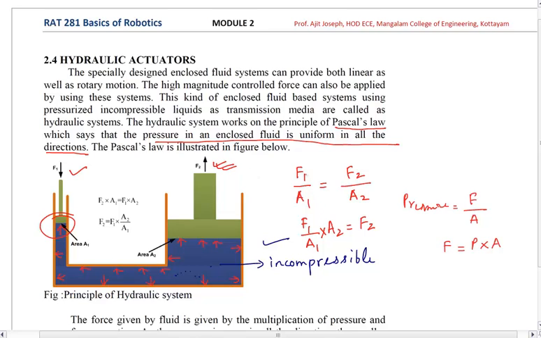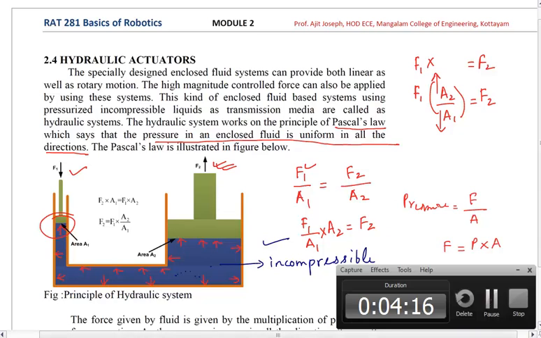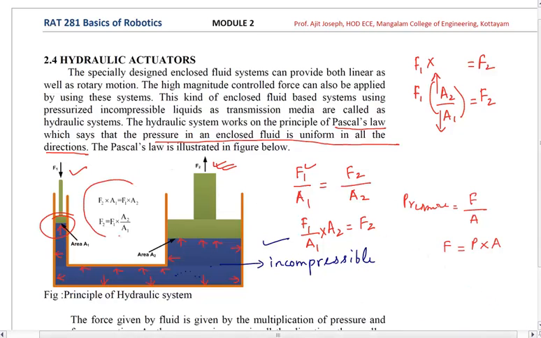So whatever is the original force that we are having here is multiplied by a factor of A2 by A1. So let me write that. F1 multiplied with the factor of A2 by A1 is going to give me F2. So if I increase A2 and reduce A1, by that much more force F1 will be multiplied and we will get the value of F2. So in a way, this cylinder basically multiplies the force.